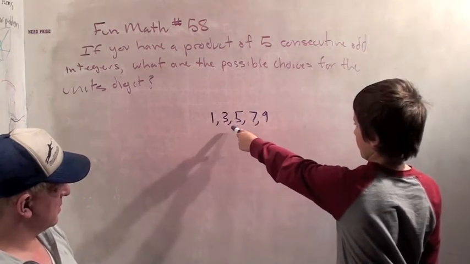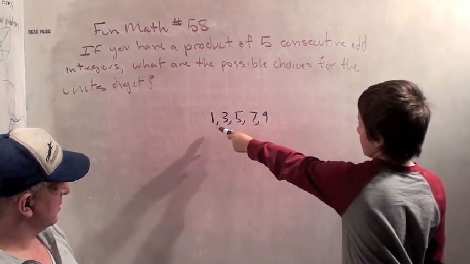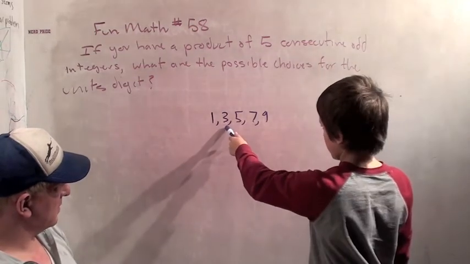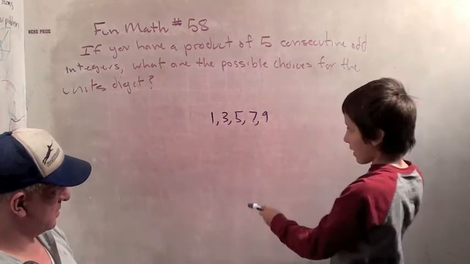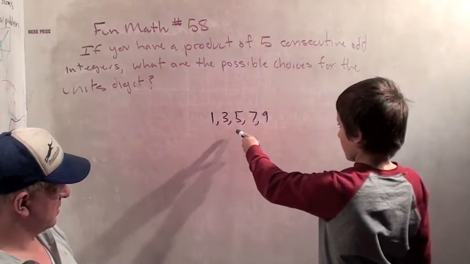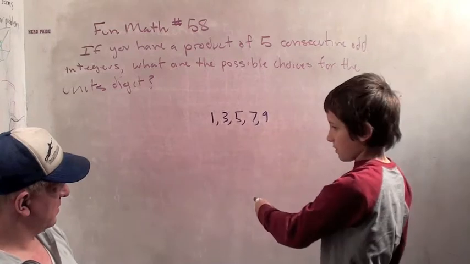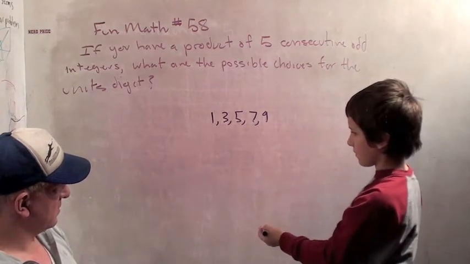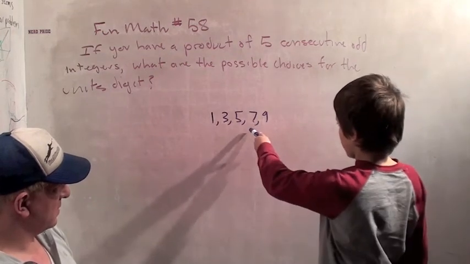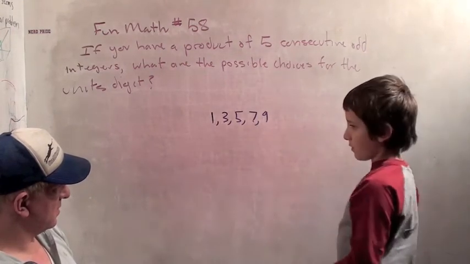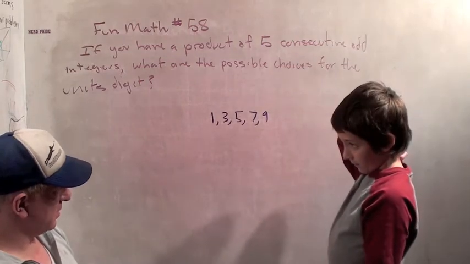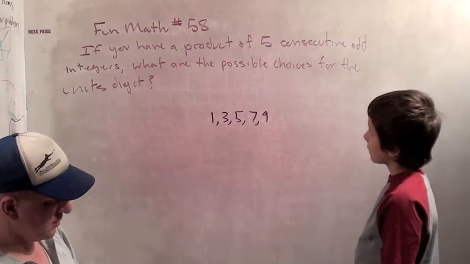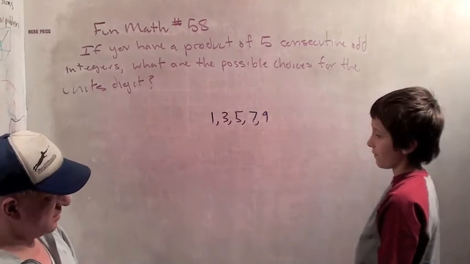Well, the 1 really doesn't matter. 1 times 3 ends in a 3. 3 times 5 ends in a 5. The units digit times this also ends in a 5, and then it ends in a 5. So what can you tell me about the product of these 5 numbers? What is the units digit? 5.